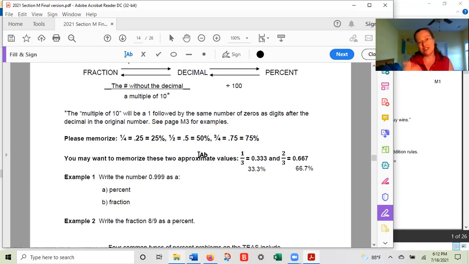These other guys, well, they have an infinite number of zeros after them, so it just goes to 1 or 2 decimal places. Let's try these first couple ones. Write the number 0.999 as a percent and as a fraction. So I'll give you a few moments to stop your playback, and then you can give these a shot.